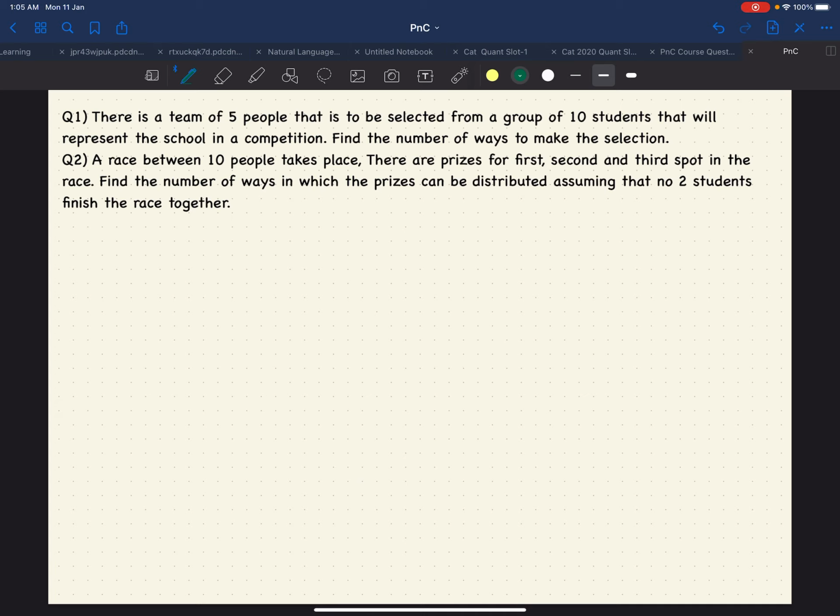Okay, so the first question here is there's a team of 5 people that is to be selected from a group of 10 students that will represent the school in a competition. Find the number of ways to make the selection. So once again, there are 10 students here and we have to select 5 of them. This is actually the same example we saw earlier, and the total number of ways to do so would be 10C5. You can further simplify this, but we would not be doing it here. We can leave the answer as 10C5.